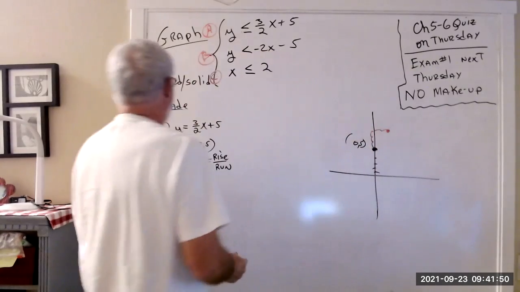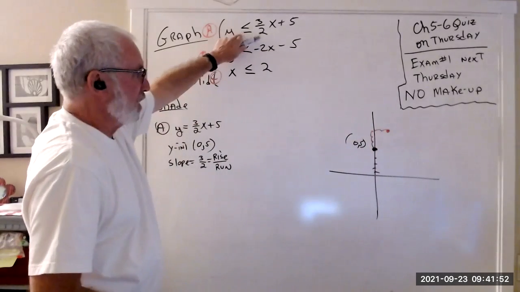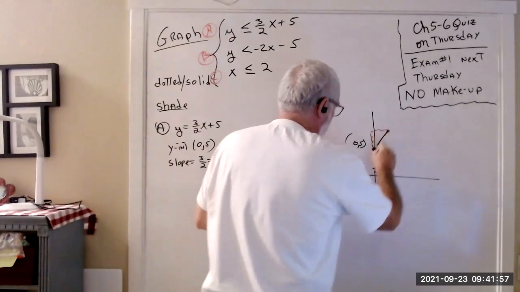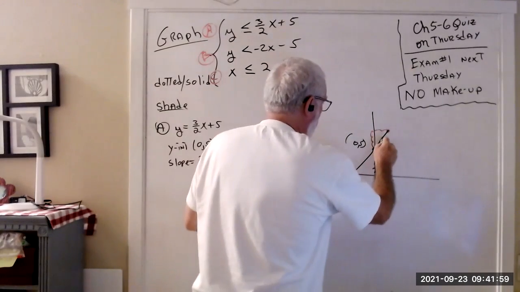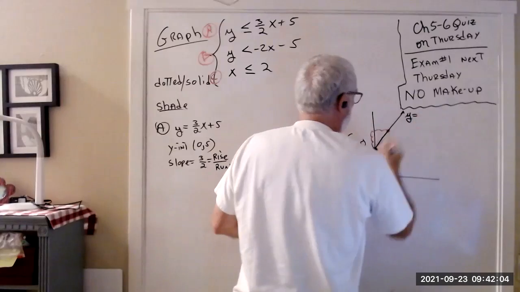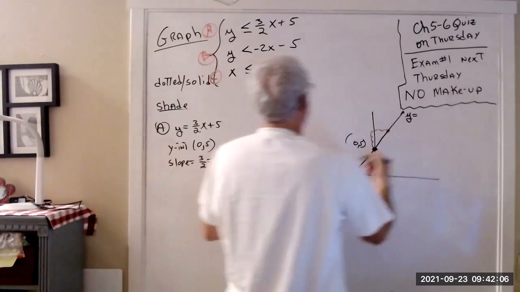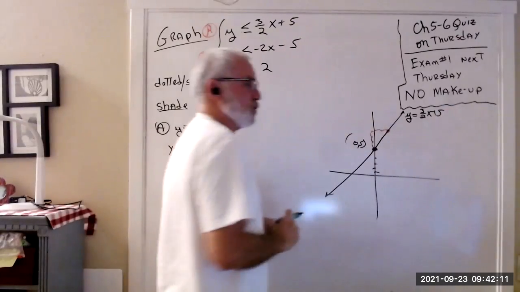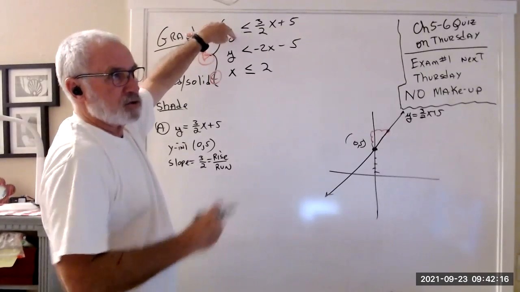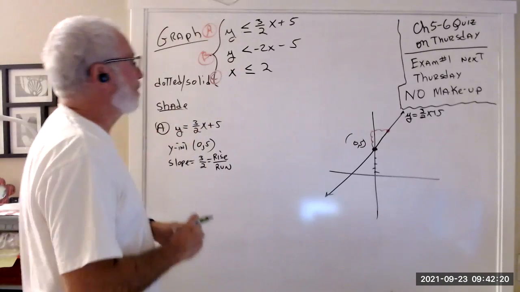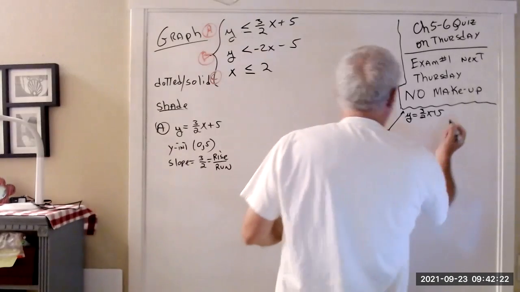Now, this line was a solid line. So I can just go like that. Remember, you label the line with the equation. This is the line y equals 3/2 x plus 5. The shading, the greater than or less than, will take place when we shade. Well, speaking of shading, this is plus 5. Sorry.